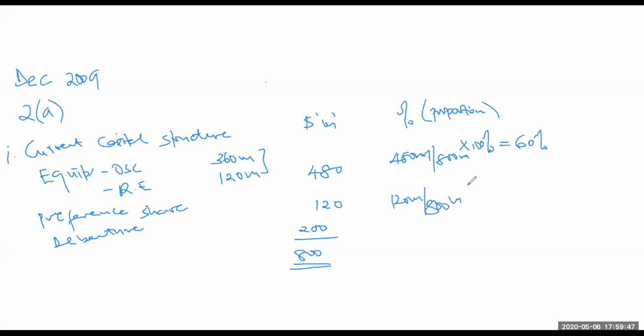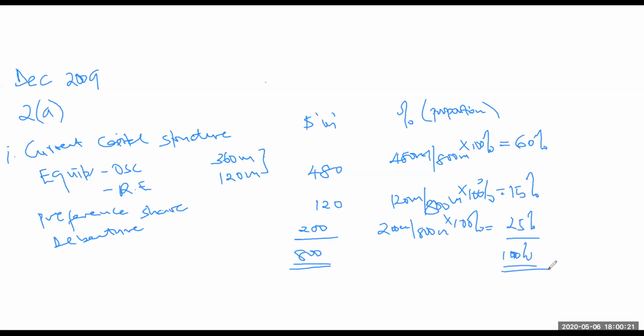and we express this as a percent to give us 15%. Then for debenture, the same thing applies. It will be 200 million out of 800 million. We divide by 800 to give us 25%. Of course, this is going to be 100%.